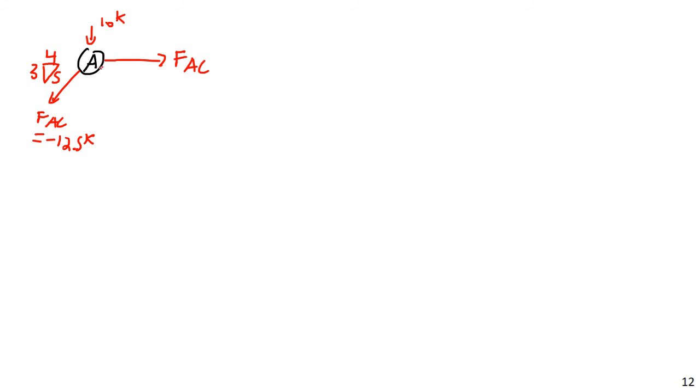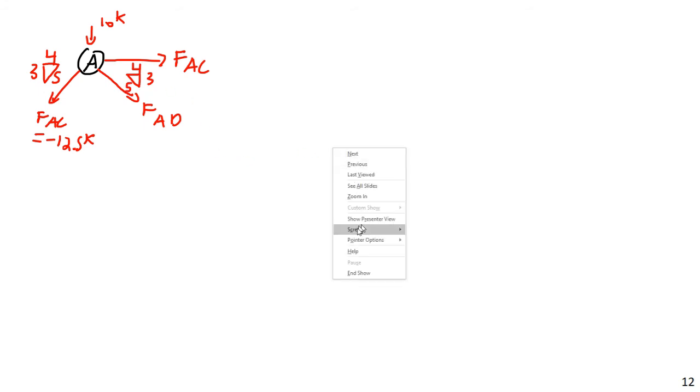And then the final force is FAD, and this is also at an angle of a 3-4-5 triangle. 3, 4, and 5 here. So for reasons we've repeatedly discussed, I'm going to start off with summing forces in the y direction because my current unknowns are this one and this one, and FAC is not going to have any vertical components. That's an excellent reason to do the sum of forces in the vertical direction first.